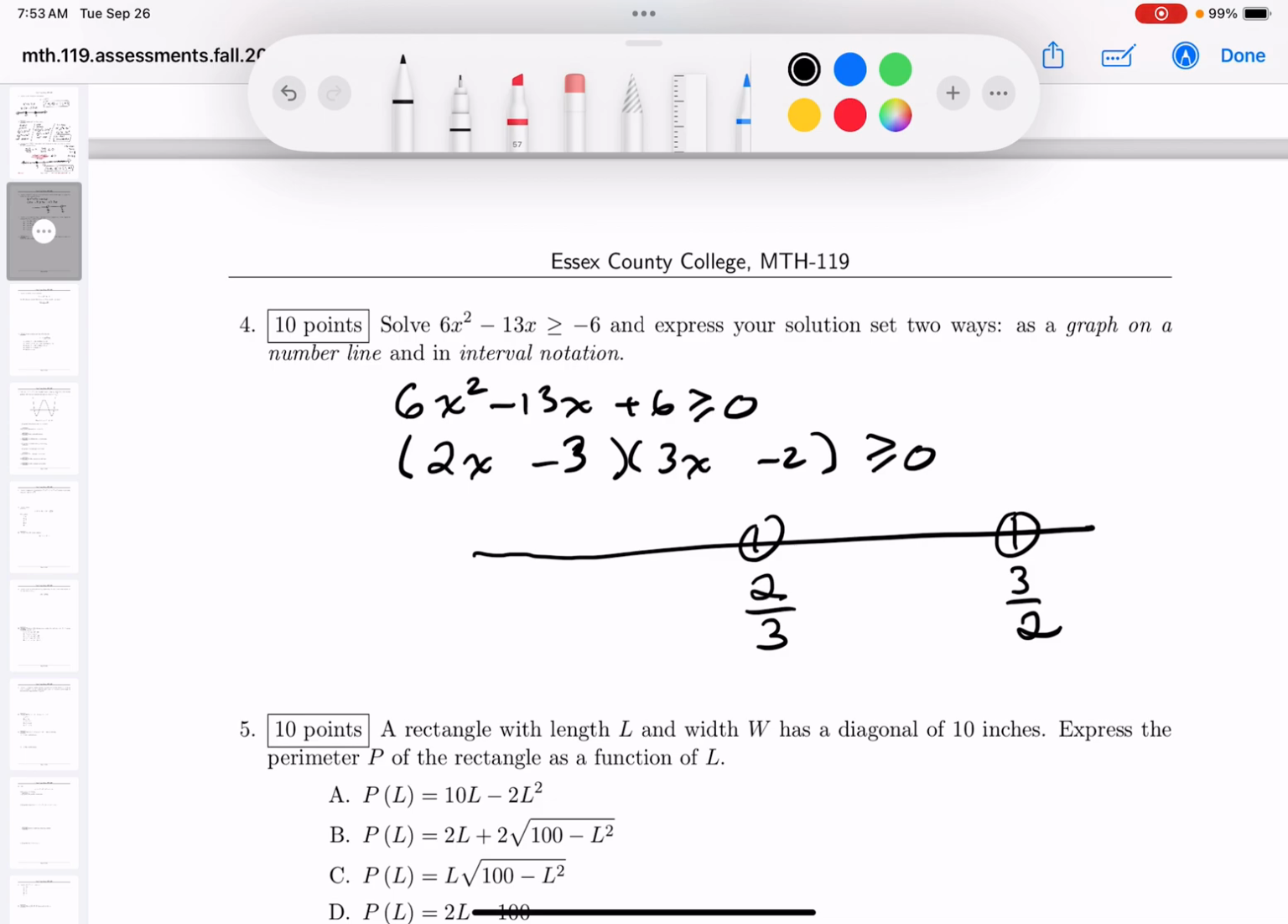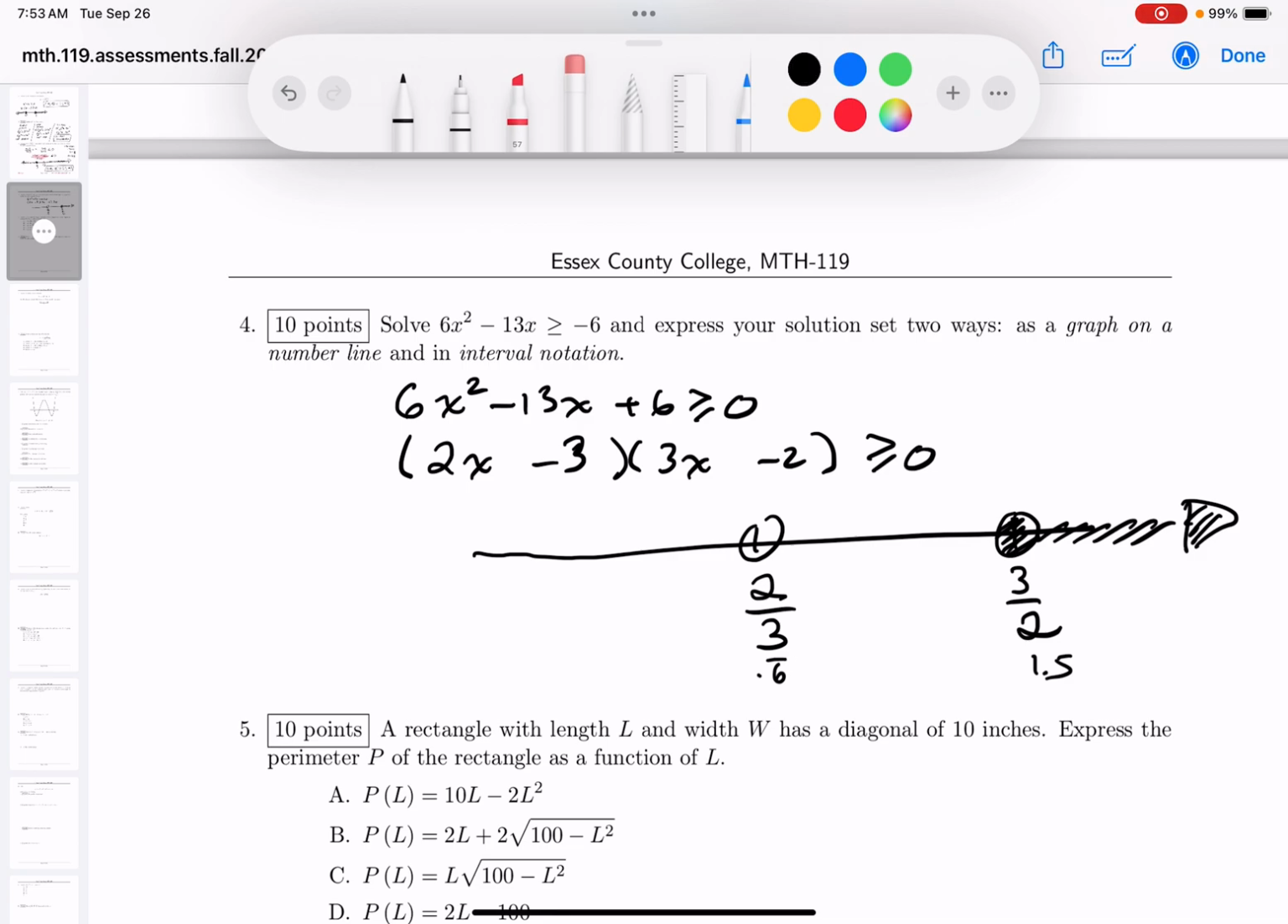If you plug in 10, what do you get? A positive times a positive, which of course is a positive. I'll shade that in. You're going to try 3/2 out. 3/2 gives you a 0. That gets shaded in. Now I want to point out this number is 1.5, and this number over here is like 0.6 repeated. What's a good number between those? 1.